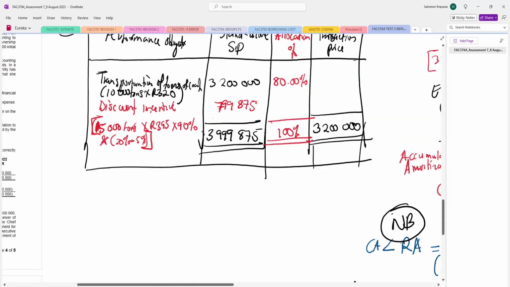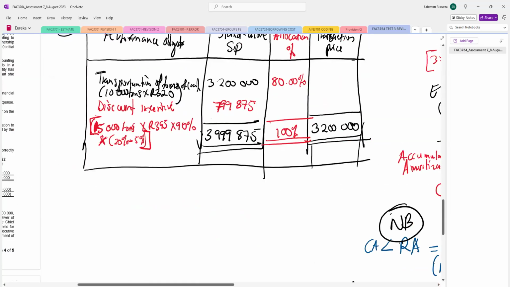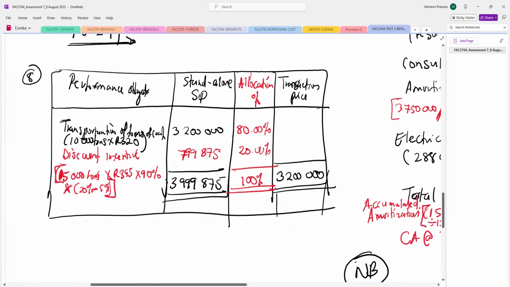Okay, so here we are. So this will represent 80% of the transaction price, and this will, of course, represent 20% of the transaction price. So I will then use this percentage to get the allocation of the individual performance obligation. So 80% of 3.2 goes to the transportation cost. Guys, I hope you are following me. I hope we are moving together.